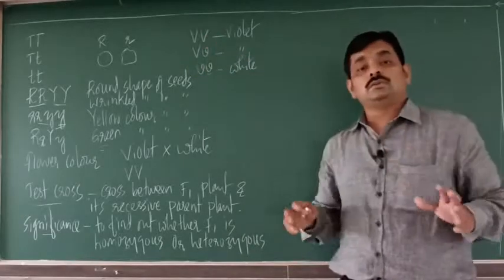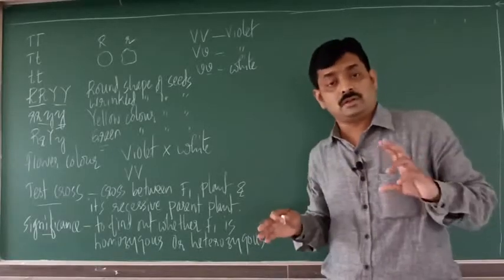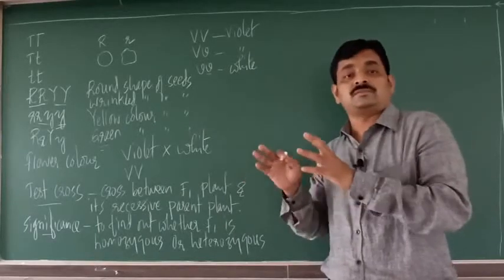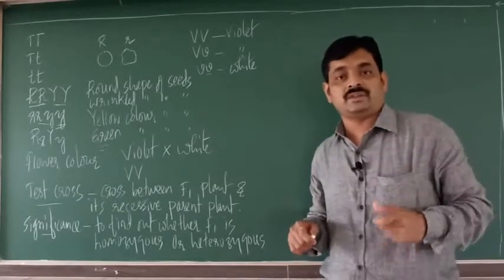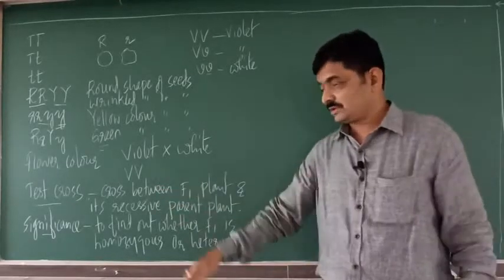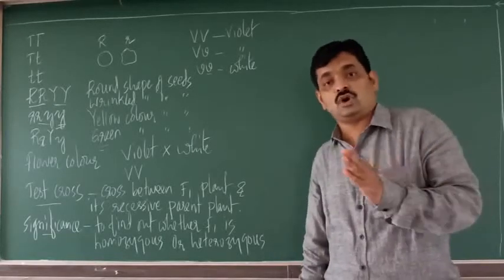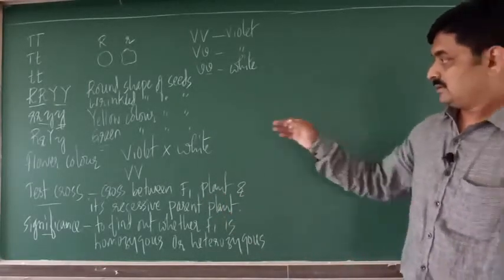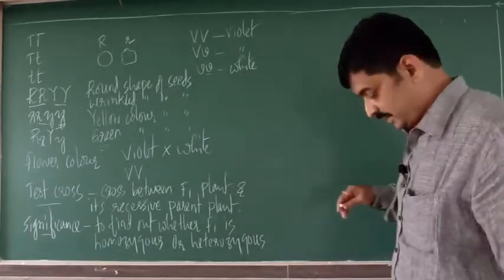See, when you are doing crossing in pea plants, or crossing experiments, which is also called a hybridization experiment, in the garden, to find out whether the F1 plants are homozygous or heterozygous, a cross is done. It is called test cross. So test cross helps us to find out whether the F1 plants are homozygous or heterozygous. We shall take the example of the flower color to explain the test cross. So we shall do a test cross here.